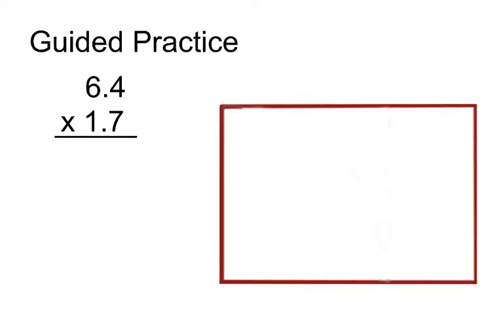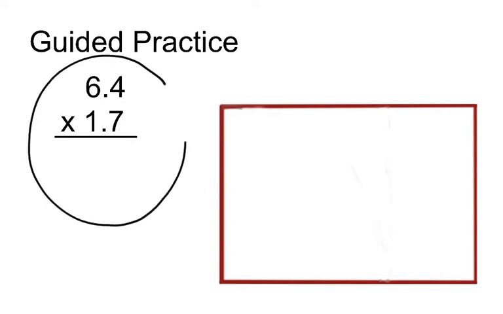Now I want you to try your own problem. In this guided practice, I want you to use a model to multiply 6 and 4/10 times 1 and 7/10. I want you to check your answer by estimating, and I also want you to check your answer by using the standard algorithm. So I should see one answer using multiplication, showing your work using the standard algorithm, and then another verifying it with the model. Go ahead and take a minute to pause this tutorial, copy down the problem, and try it out on your own.